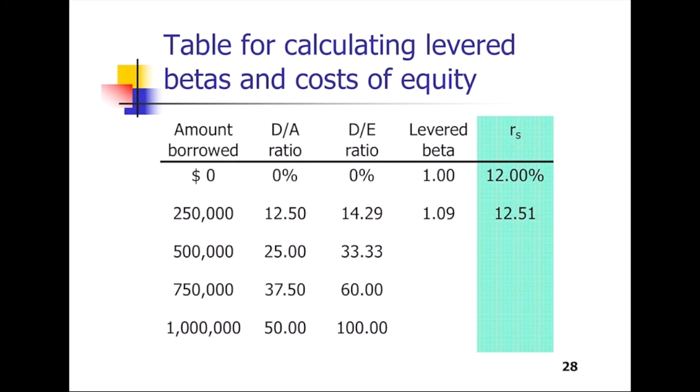So I already calculated the numbers. So when you calculate this equation, you get levered beta is 1.2, RS is 13.2%, and this is here. So finally, we all calculate the levered betas and cost of equity.